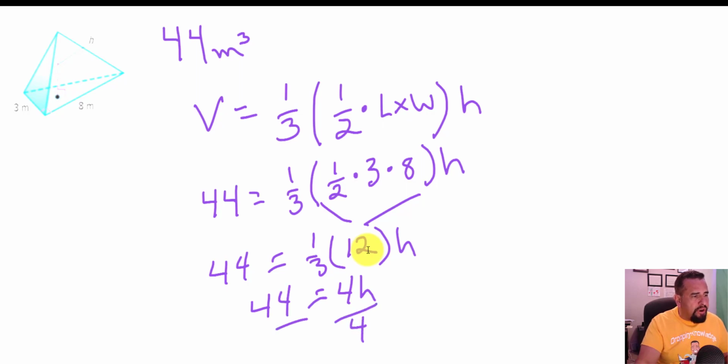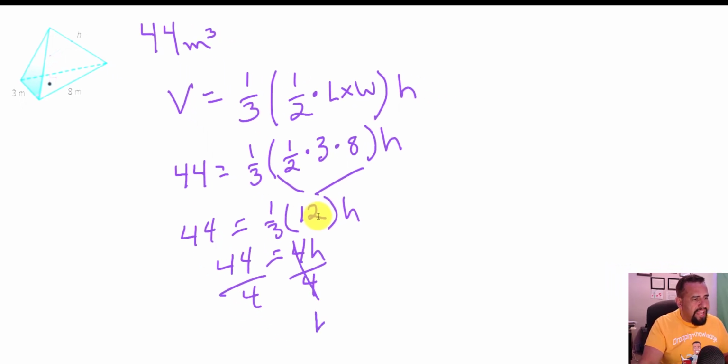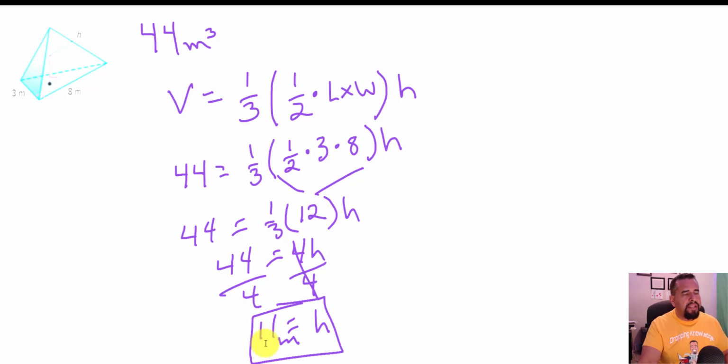Divide both sides by 4. And we get h equal to 11. 11 meters. Remember, always put the measurement there. 11 meters is your final answer. Notice I didn't do 11 meters cubed because I wasn't solving for the volume. I was solving for linear distance, which in this case happens to be the height. And that's how you find the height when they give you the volume using the same exact formula.